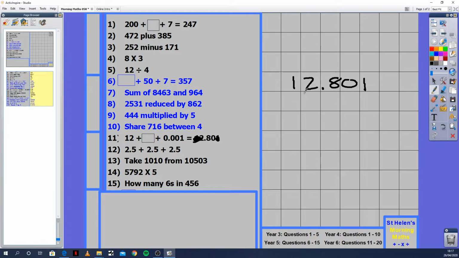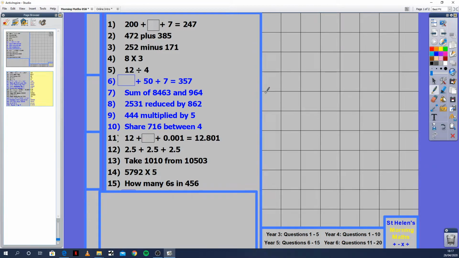12.801. And what I'm going to say is, which digit is missing that I need to add to this number sentence? I don't need 12, and I don't need 0.001. And this 0 is not going to add anything. So it's just this place value over here. Use your place value hats and caps. That will help you. So it's units, tenths, hundredths, and thousandths. I'm just looking at this place value over here. So it's 8 tenths that is missing from this question. So the answer is going to be 0.8.